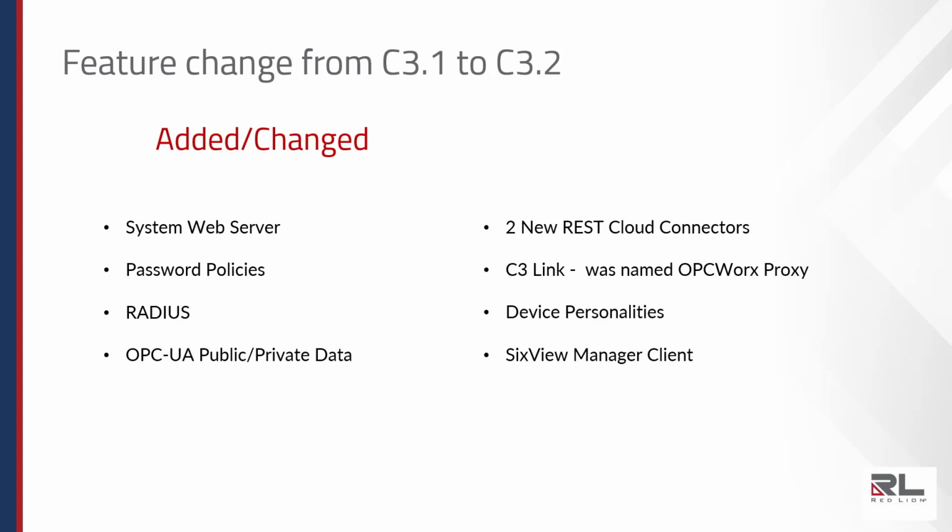Device personalities allows users to use one Crimson database and use it across multiple pieces of hardware. We'll walk through this process of creating a personality in the walkthrough section of this video. 6View Manager Client is another feature that's been added to Crimson 3.2. 6View Manager is a device management platform. Users can use it to check the status of remote devices and push configuration changes.